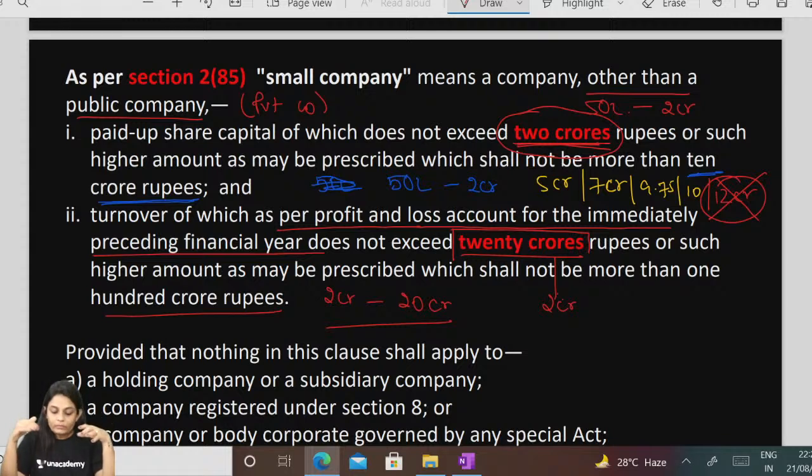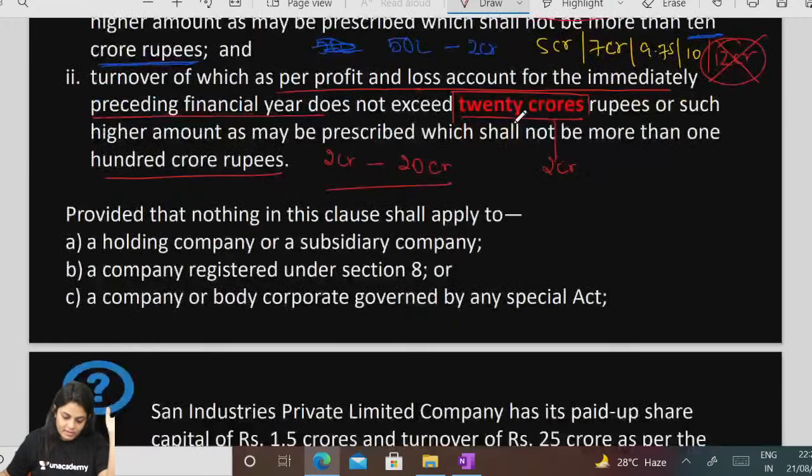So I repeat again, what is a small company? A small company is any company other than a public company which has a paid up capital of not exceeding 2 crores or such higher amount as may be specified, not exceeding 10 crores, and turnover as per the profit and loss account of the immediately preceding financial year of 20 crores or such higher amount as may be specified, not exceeding 100 crores. Did everyone understand this?